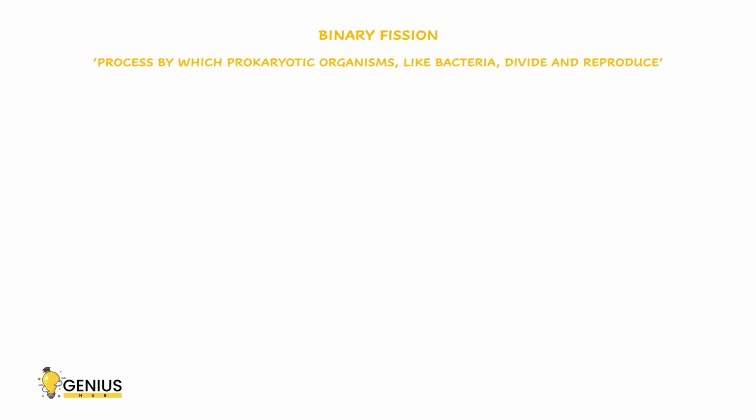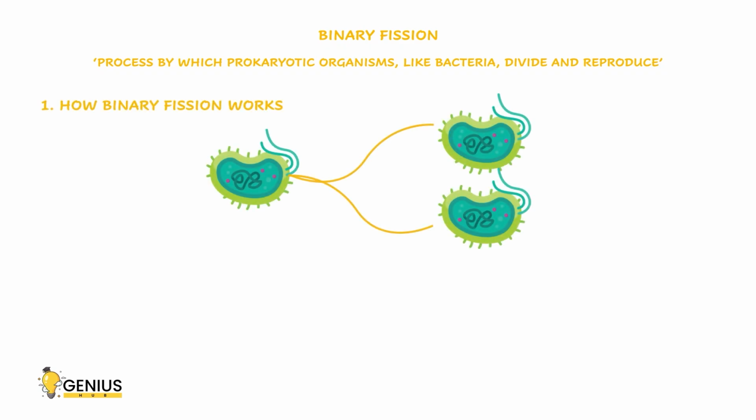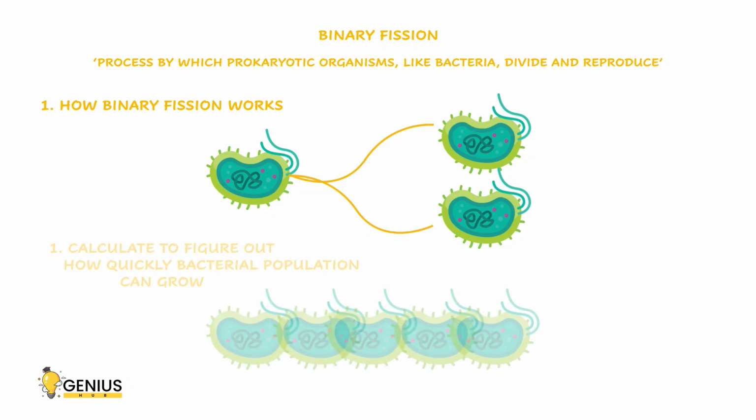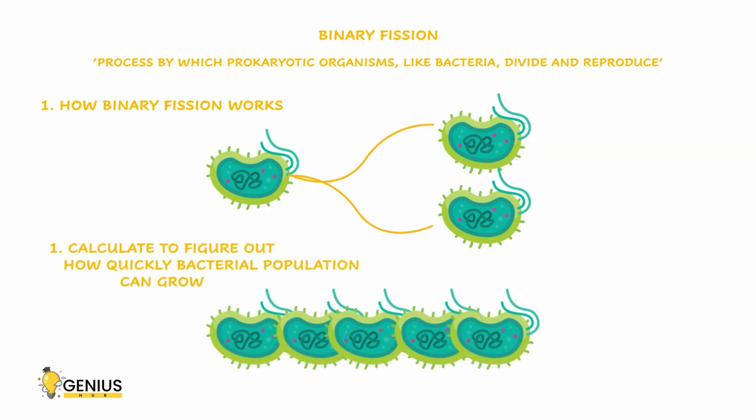In today's video, we'll go through everything you need to understand about binary fission. This is the process by which prokaryotic organisms, such as bacteria, divide and reproduce. We'll discuss how binary fission works and how to calculate the rate at which bacterial populations grow.